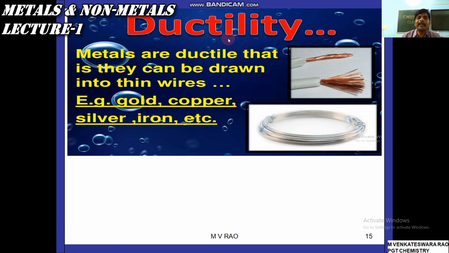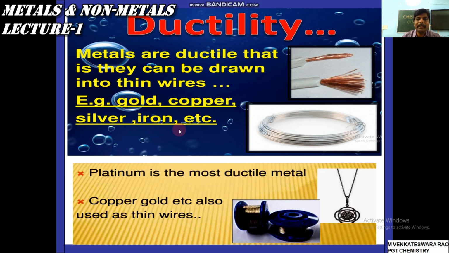Ductility is also similar to malleability. Malleability means can be beaten into sheets; here, can be drawn into wires. Metals are ductile. That is, they can be drawn into thin wires. Examples: gold, copper. In ornaments you can see gold chains; they can be made into wire. Copper wire, silver wire, and iron wires used for fencing.